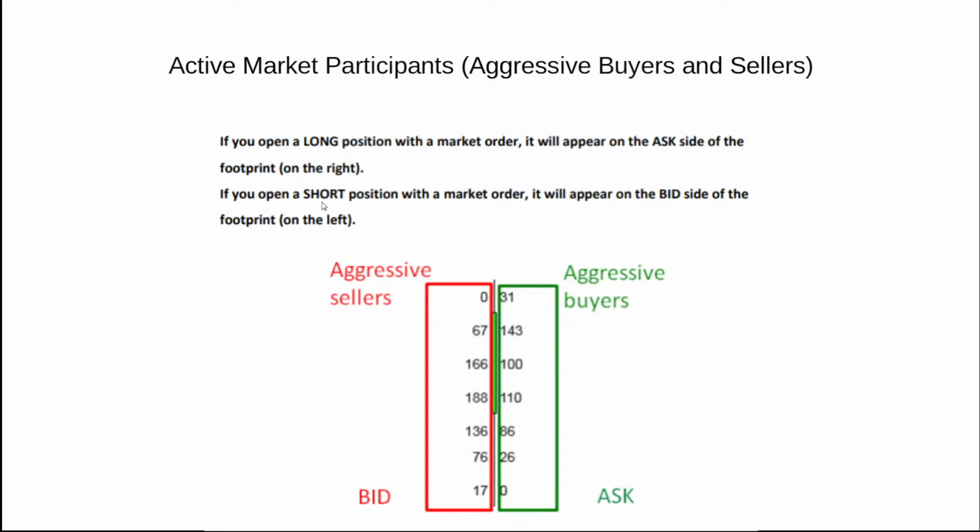If you open a short position, or also what would be considered puts, with a market order, it will appear on the bid side of the footprint on the left. So they would show up here at the 0, getting filled as aggressive sellers or puts.